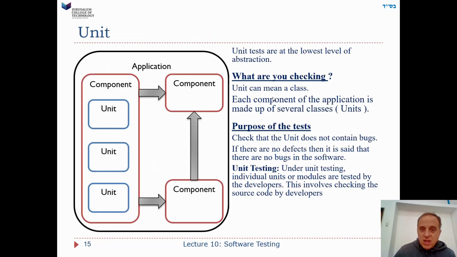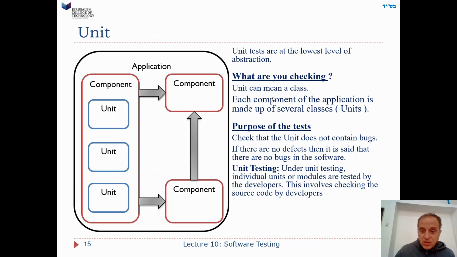Unit testing again. Unit tests are the lowest level. So what are you checking? A unit can mean a class, like we said. Each component of the application is made up of several classes. Purpose of the test: check that the unit does not contain bugs. If there are no defects, then it is said that there are no bugs in the software.